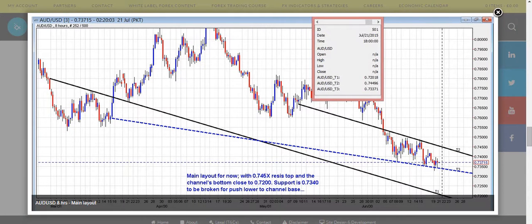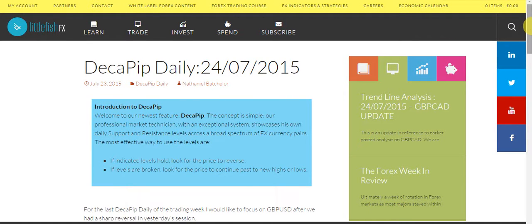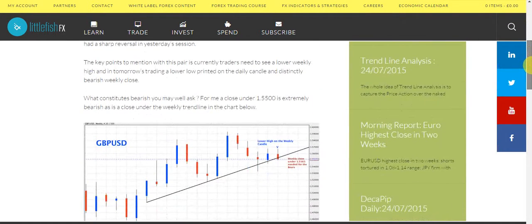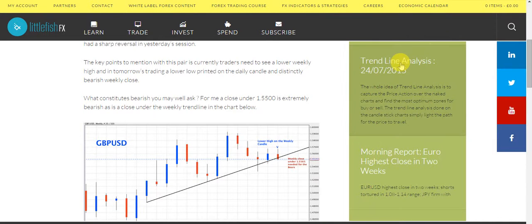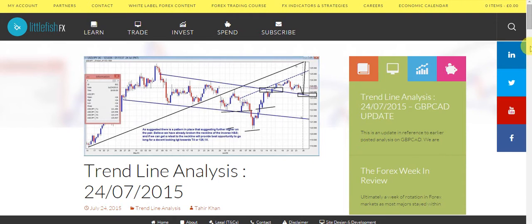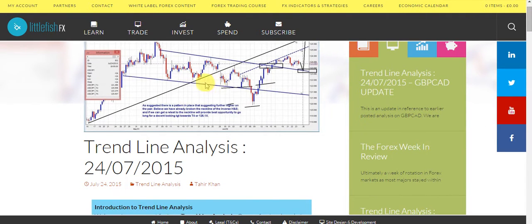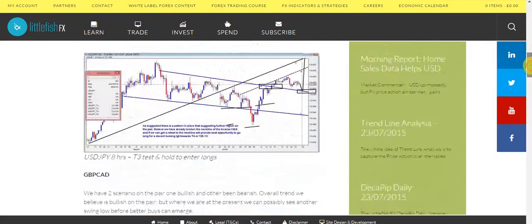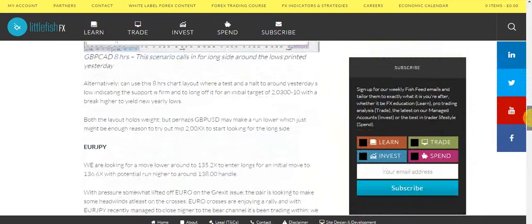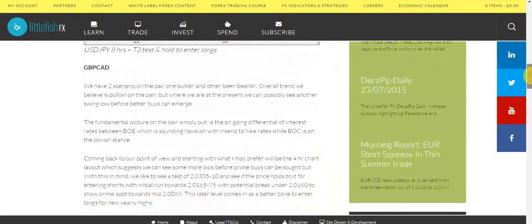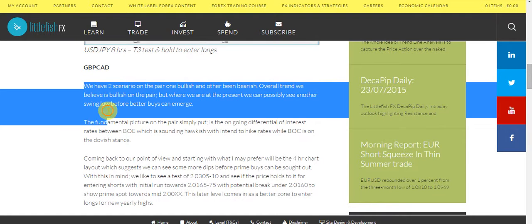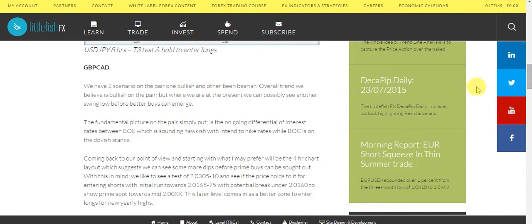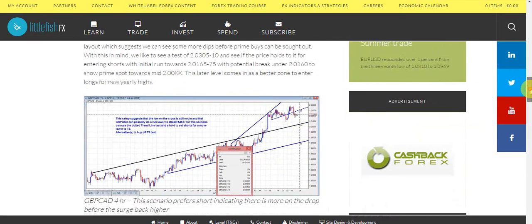Another setup that was done on the 24th, actually on Friday. I was looking at, okay, I'm not going to discuss this because this did not trigger in. Pound Canadian. I had two scenarios on that, and you're more than welcome to go and read on that. I'm just going to discuss the scenario where I had a buy situation coming in.